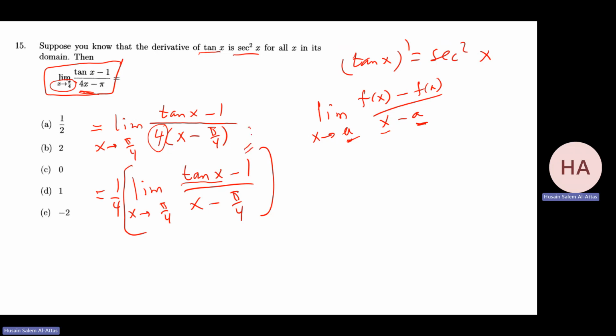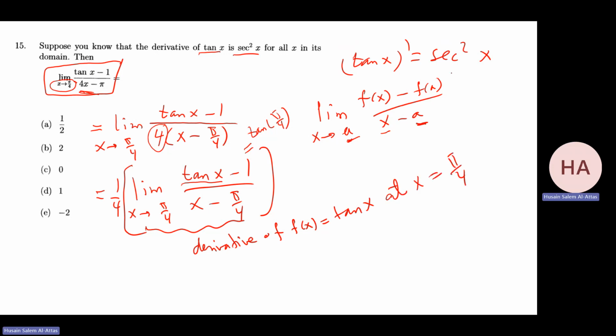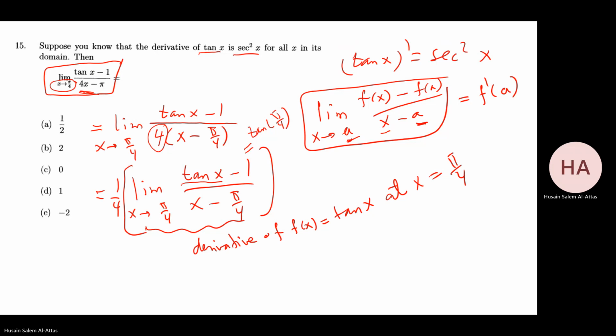Look at 1. 1 is what? Tan of pi over 4. So very clear, this one is what? It's the derivative of f of x, which is tan x, at x equals pi over 4, using this definition. Because this is the definition of the derivative at a. I hope it's clear. If you look at this format with this format, they are the same, where f of x is tan x and a is pi over 4. So this is the derivative for this function at x equals pi over 4.